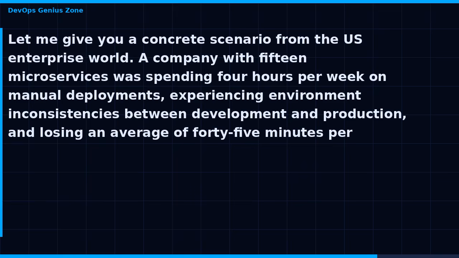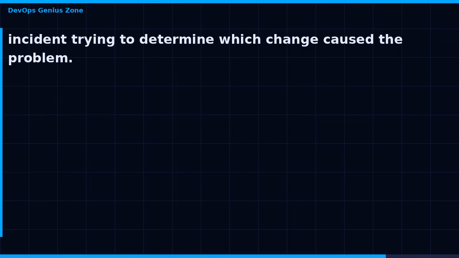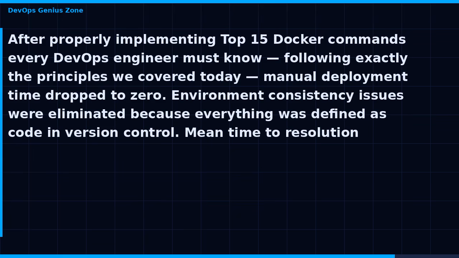After properly implementing the principles we covered today, manual deployment time dropped to 0. Environment consistency issues were eliminated because everything was defined as code in version control. Mean time to resolution during incidents dropped by 65% because every change was tracked, auditable, and instantly reversible.